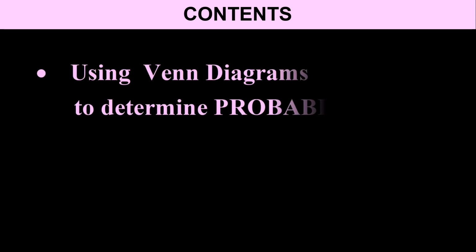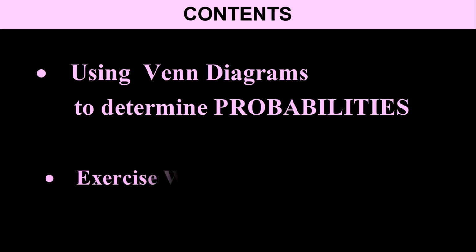I'm first going to explain to you the concept of Venn diagrams, and then we're going to show you how you can use Venn diagrams to do probabilities. We'll first take a basic one where we have 2 events, and then we'll take one with 3 events. And then as usual at the end there'll be an exercise worksheet with solution. The concept of Venn diagrams.